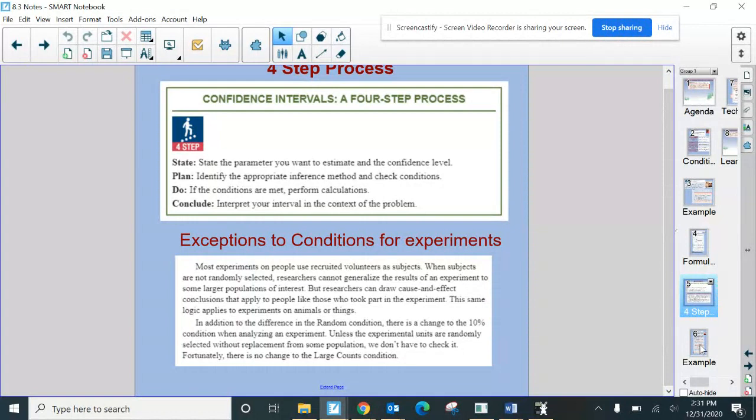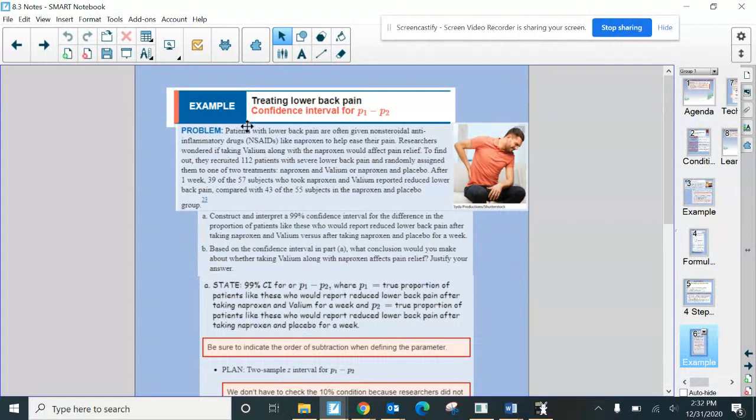Okay, so let's do an example of pulling all of these steps together. So in this example, we are going to take a look at back pain. Patients with lower back pain are often given non-steroidal anti-inflammatories, NSAIDs like naproxen, to ease their pain. Researchers wondering if Valium along with the naproxen would affect pain relief. To find out, they recruited 112 patients with severe lower back pain and randomly assigned them to one of 2 treatments: naproxen and Valium, or naproxen and a placebo.